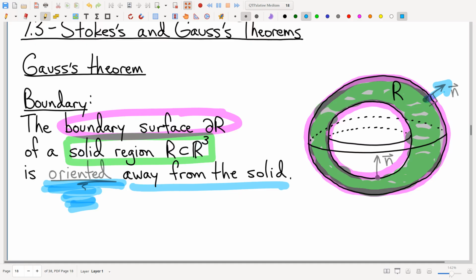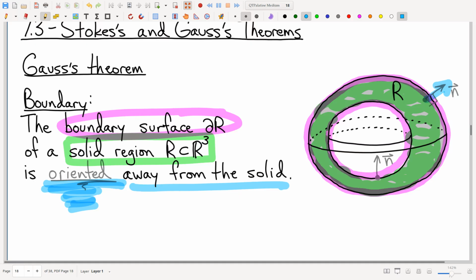Okay, so away from the solid. Just a reminder, this is on y'all. It's part of your job as students. When you see the word boundary, you've got to remember, that's a loaded word. Boundary means oriented. Oriented is according to certain conventions. Our convention here for a boundary surface of a solid 3-dimensional region is oriented away from the solid, like so.